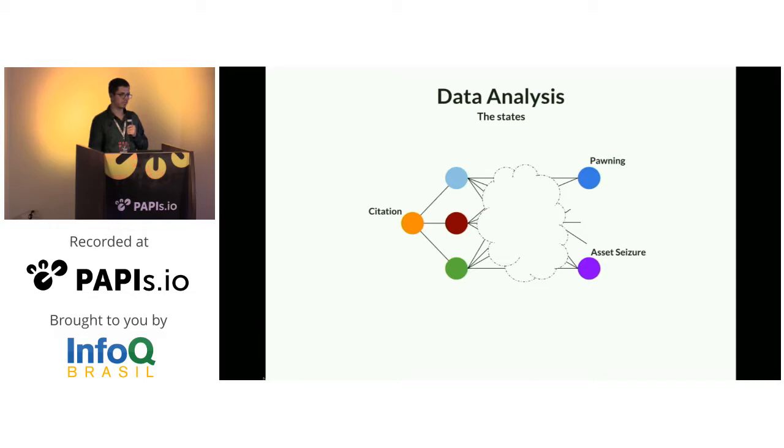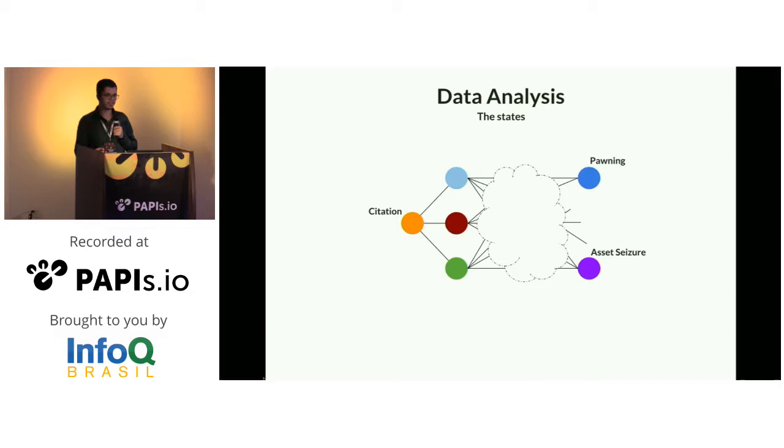And these steps go through citation, when the two parties have to go through the judge and present themselves, until we have pawn and asset seizure when the debts are fulfilled. So this was possible mainly because of our multidisciplinary team. These steps are not available anywhere in the laws or on the books. So this was what the data told us and what we extracted with the knowledge of the jurist team.